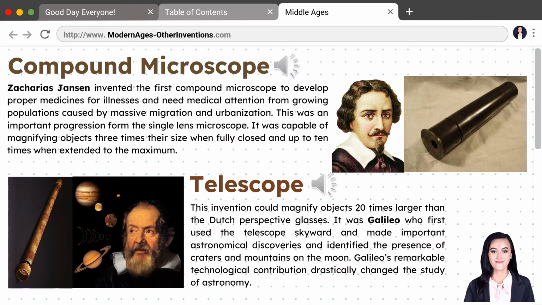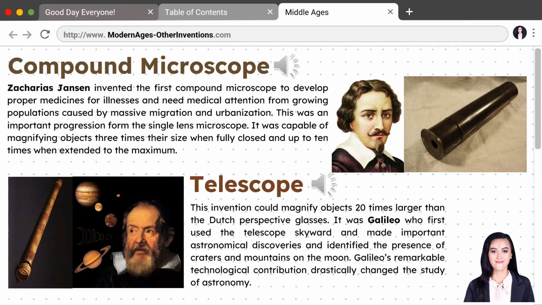Janssen's compound microscope was an important progression from the single lens microscope. It was capable of magnifying objects 3 times their size when fully closed and up to 10 times when extended to the maximum. Today, the compound microscope is an important instrument in many scientific studies, such as in the areas of medicine, forensic studies, tissue analysis, atomic studies, and genetics.